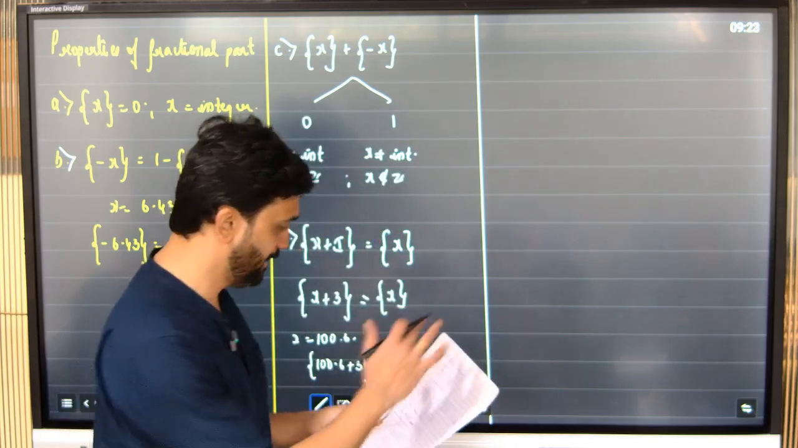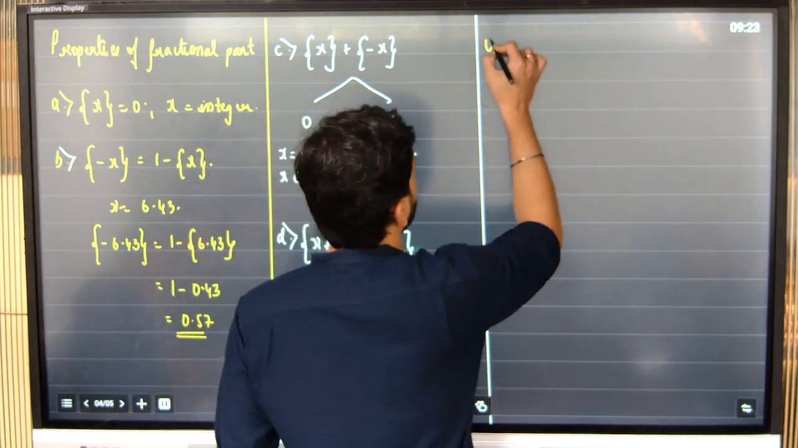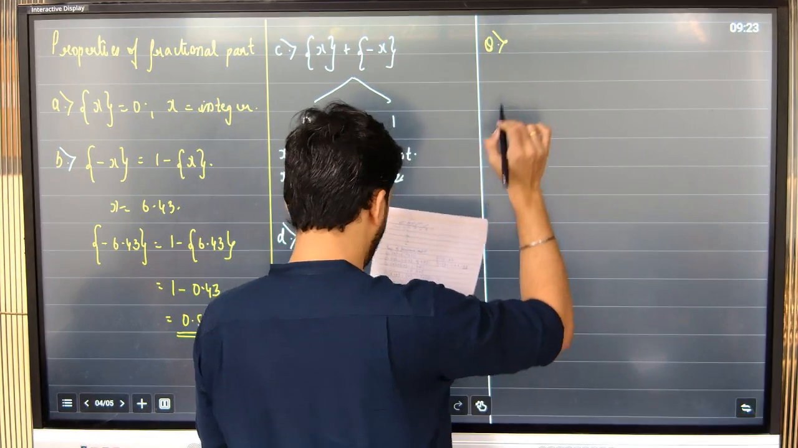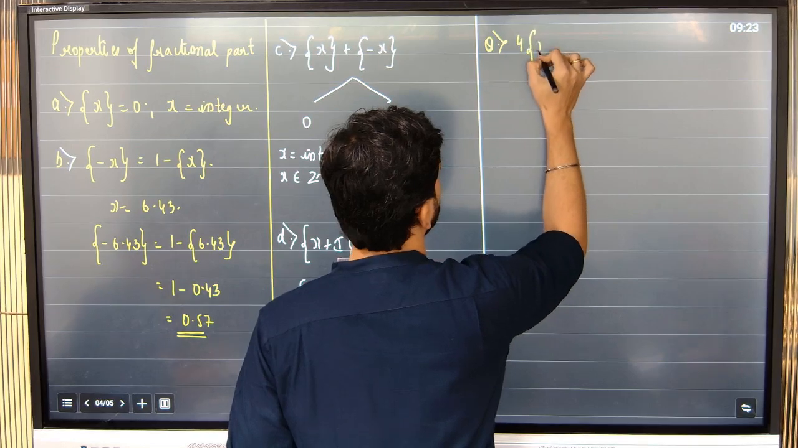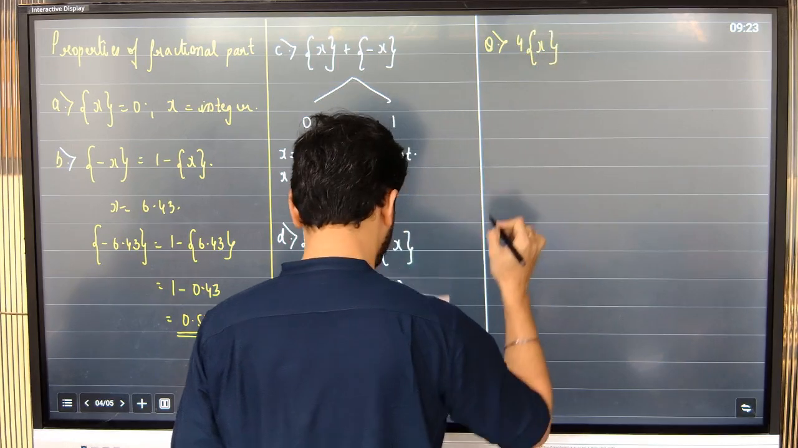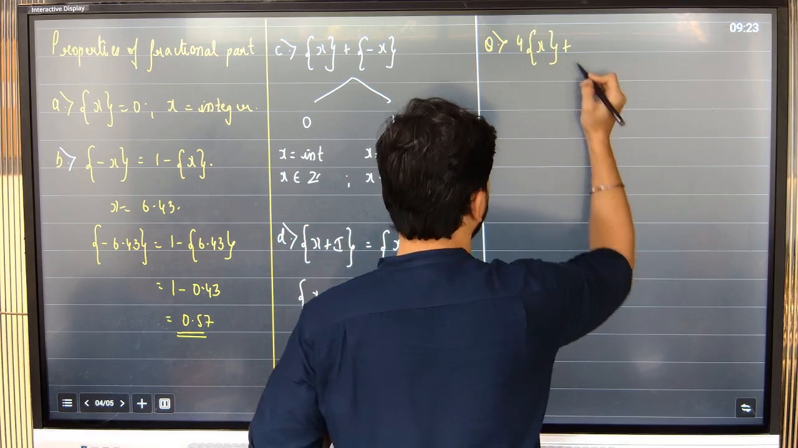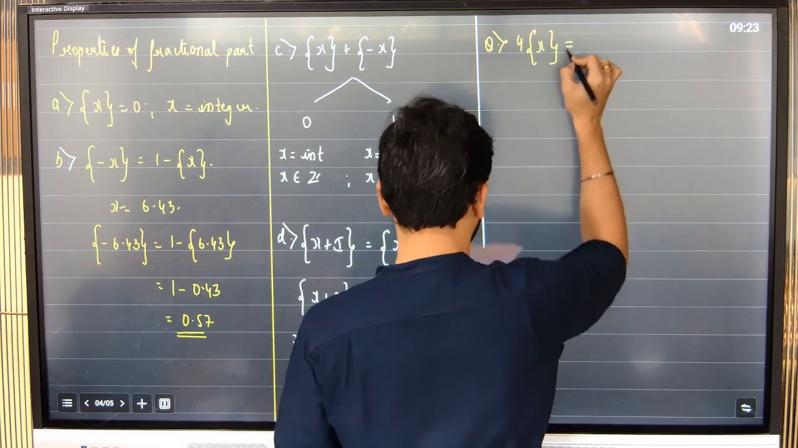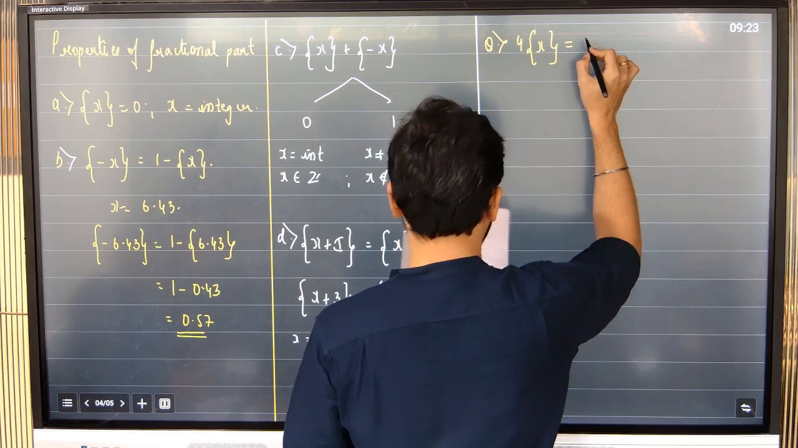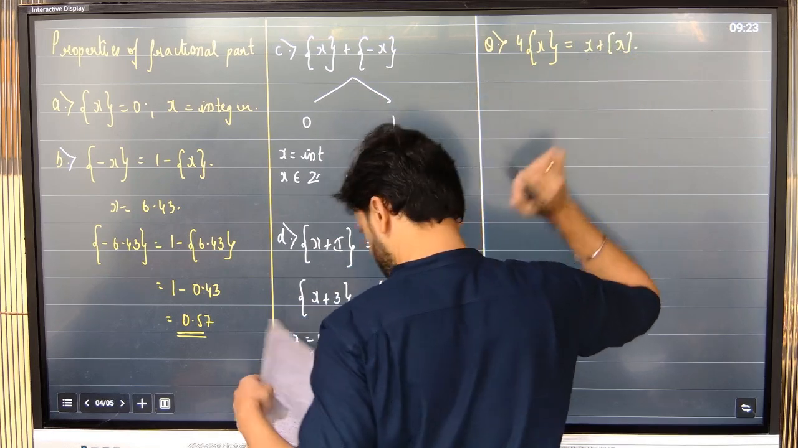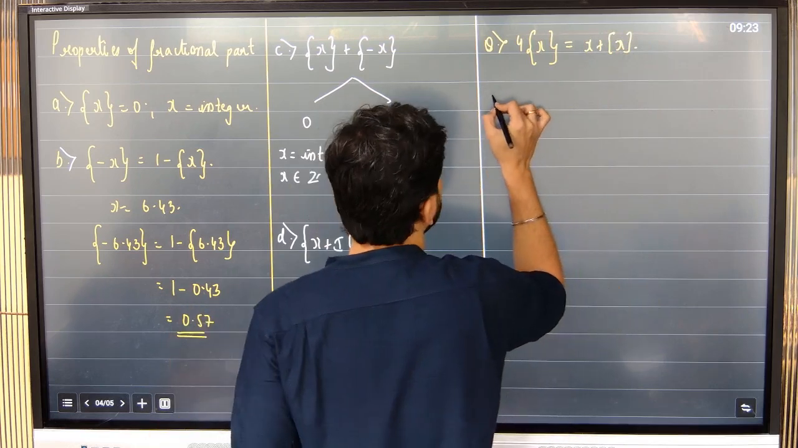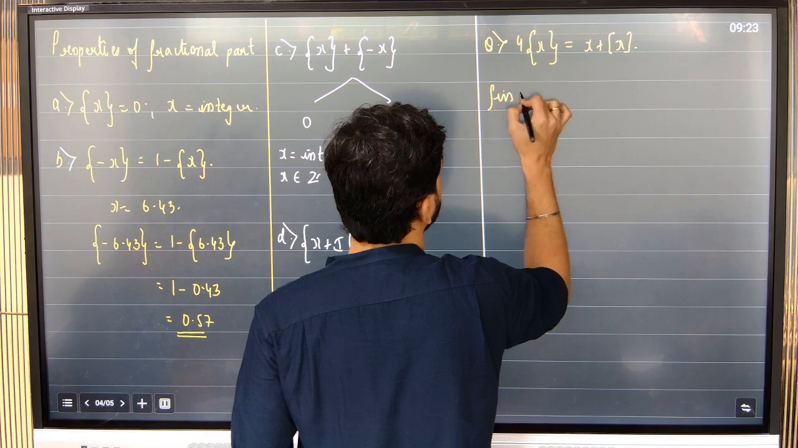सो एंड सिंस यू आर राइटिंग, सब लोग ये क्वेश्चन ट्राई करेंगे. फॉर फ्रैक्शनल पार्ट ऑफ x प्लस इज इक्वल टू x plus greatest integer function of x, find the value of x.